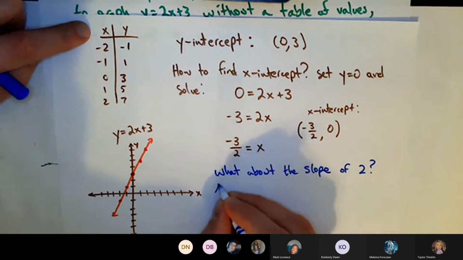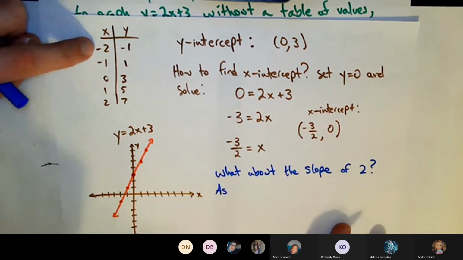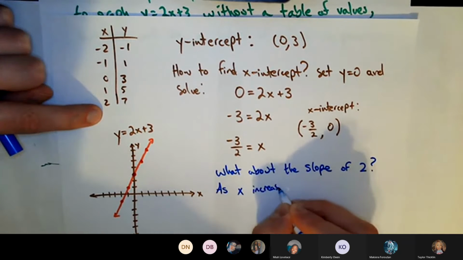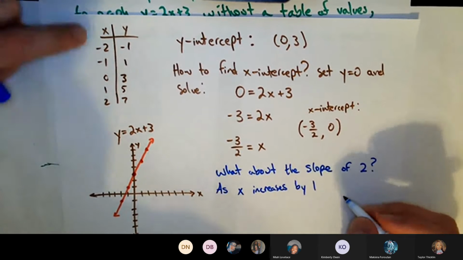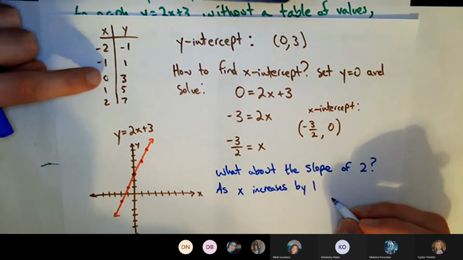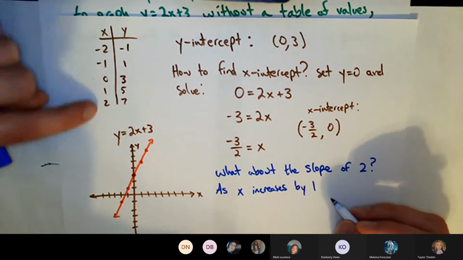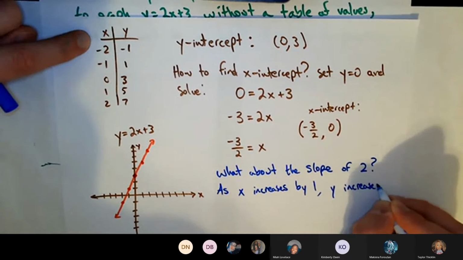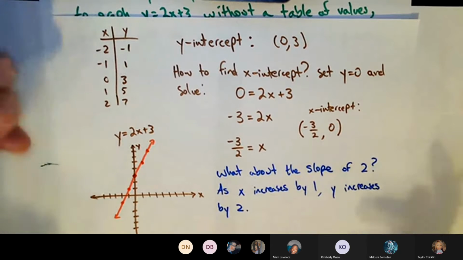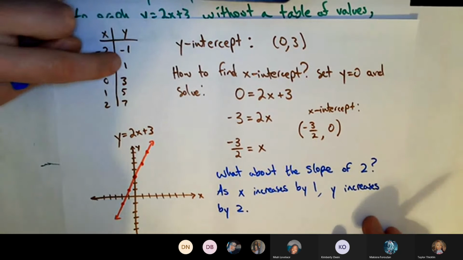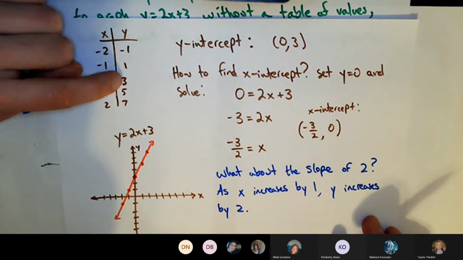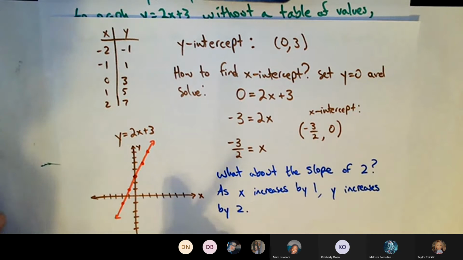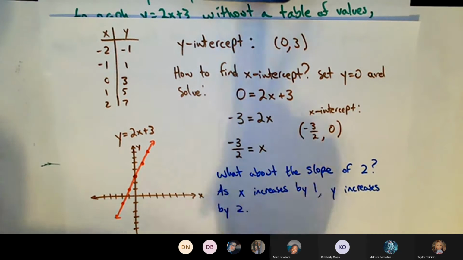Well, consider looking at the table of values and moving down on the x side: as x increases by 1 in each step, negative 2 to negative 1, negative 1 to 0, 0 to 1, 1 to 2, it's increasing by 1 each time. As x increases by 1, y increases by 2. Right, negative 1 to 1 is a difference of 2. 1 to 3 is a difference of 2. 3 to 5 is a difference of 2. 5 to 7 is a difference of 2. So as x increases by 1, y increases by 2.